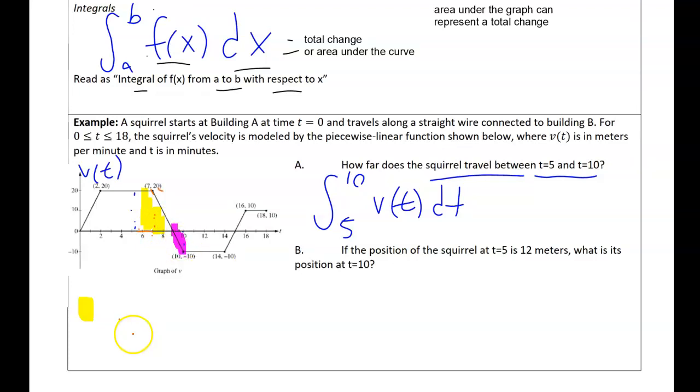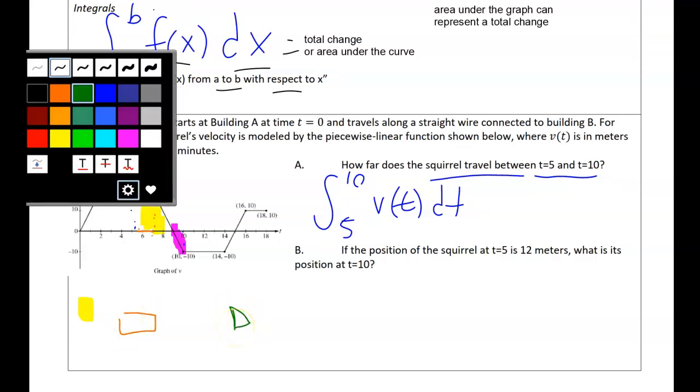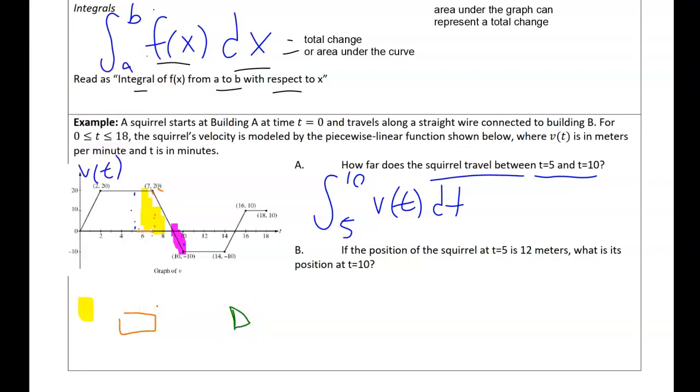So notice yellow is made up of a rectangle and a triangle. So we're going to use two different area formulas here. The rectangle is just base times height, and my base from 5 to 7 is 2, and my height is 20. Plus my triangle is going to be 1/2 times base times height. My height is still 20. My base now is from 7 to 9, which again is 2, times 20. And all together that would be 40 plus 20 is 60.